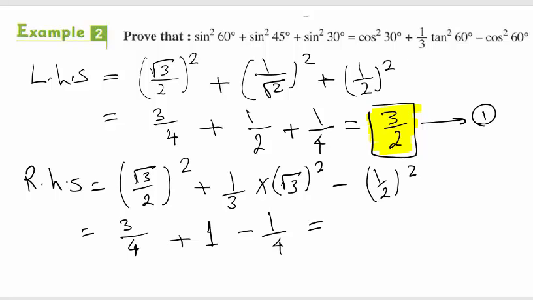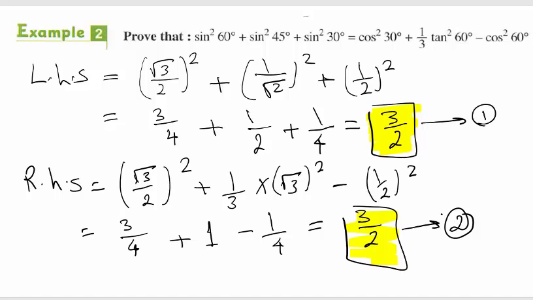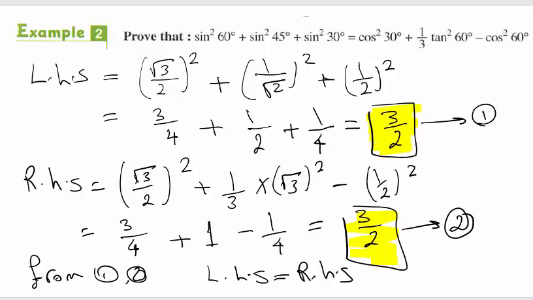If you calculate it, you will find it like 3 over 2, and we will highlight it to say to him, I can see this is part 2. At the end of your question, you can write it like this: from 1 and 2, we got that our left hand side equals our right hand side. So take care, my friend.